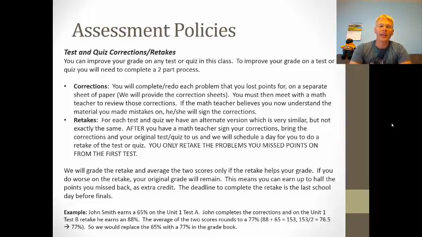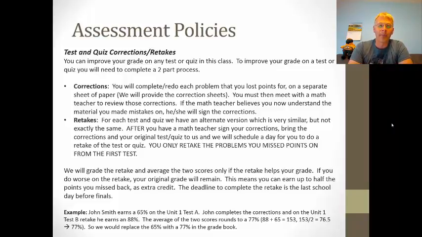Once you have that, bring the corrections to me, the checked corrections, and we'll schedule a date for you to do a retake. The retake will be a very similar assessment, but it won't be exactly the same. And you'll only have to retake the problems that you got wrong, the problems that you corrected. What we'll do then is we'll take the score of your original test or quiz and the retake, we'll average the two, and you'll get that new grade.